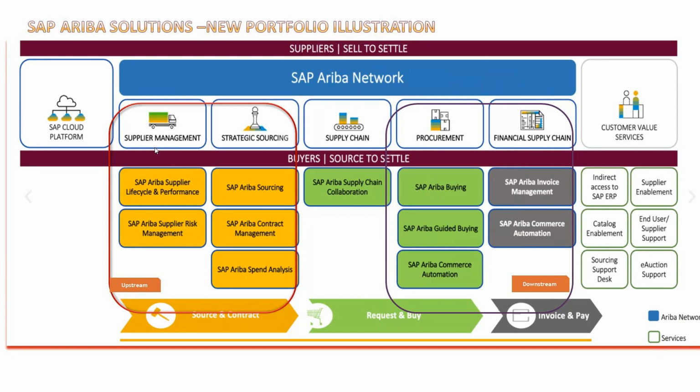So how many users are working for SLP? How many users will be working for sourcing? How many for contracts? How many for buying and invoicing? How many for commerce automation? They will give us the list, and then we will ask, in this list, what role should we provide to the team members?